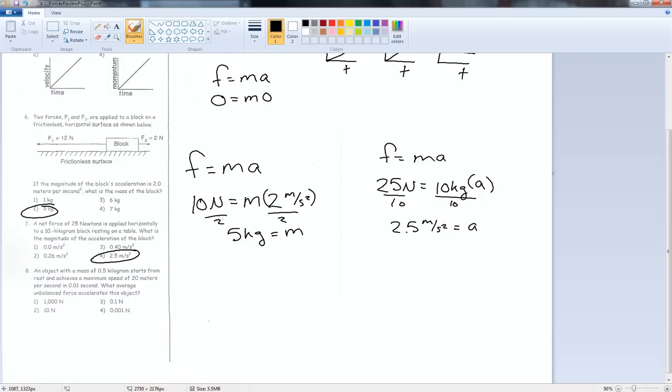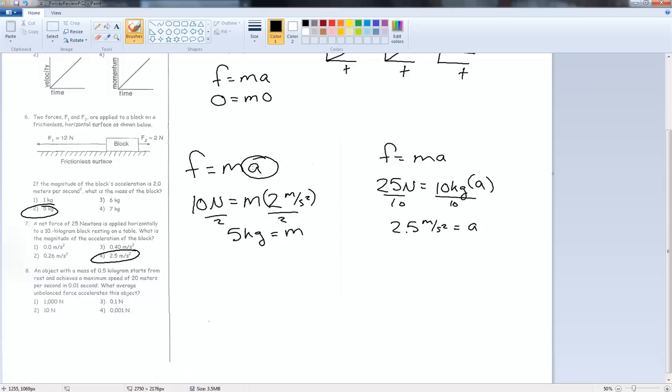And then finally, 8. An object with a mass of 0.5 kilograms starts from rest and achieves a maximum speed of 20 meters per second in 0.01 seconds. What's the average unbalanced force accelerating this object? So in the end, we're looking for a force. We have to find a force. So if we want to find a force, right, and they've given us a mass, we're going to need to find an acceleration. So once we find an A, we'll be able to find the force.